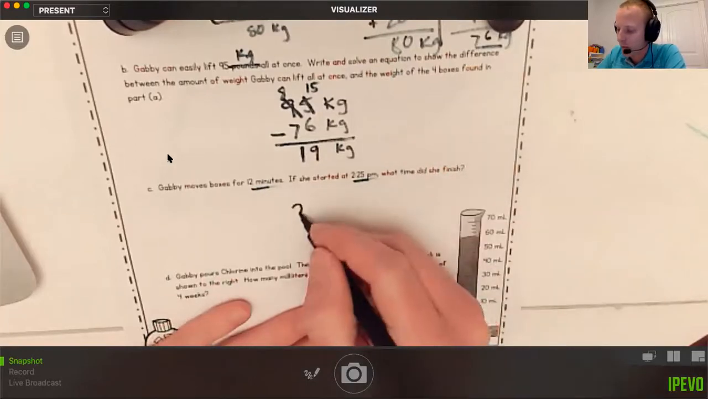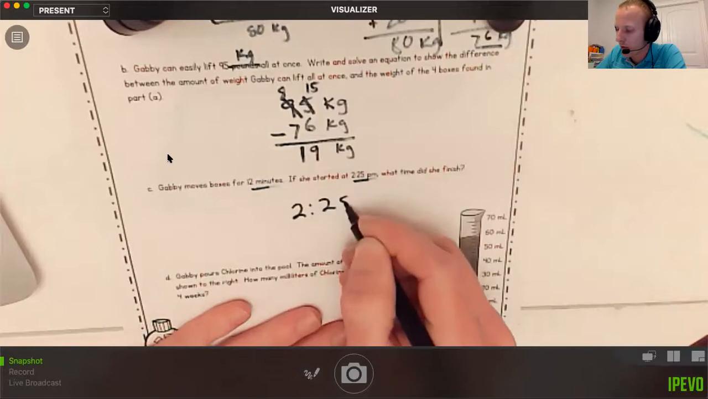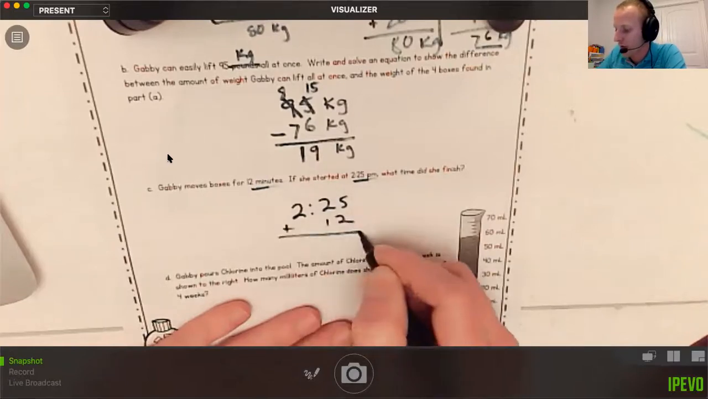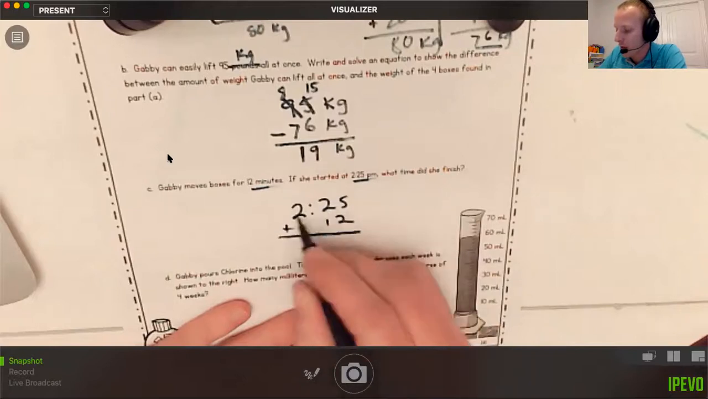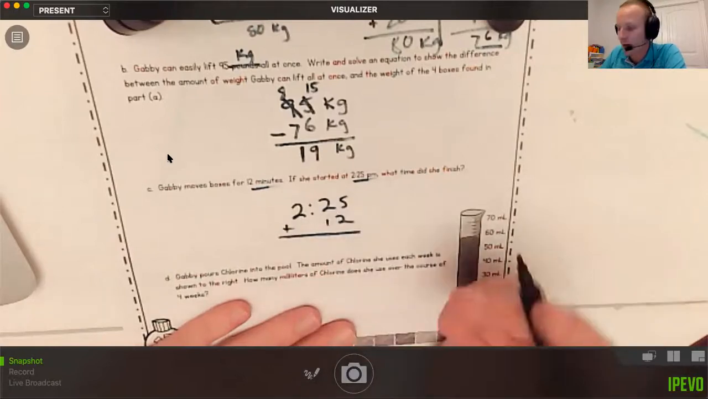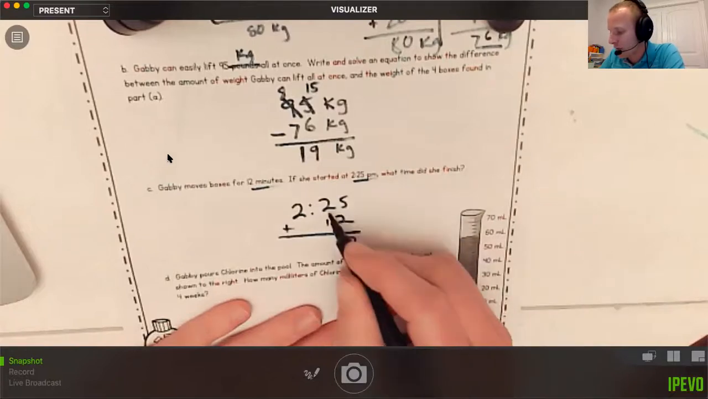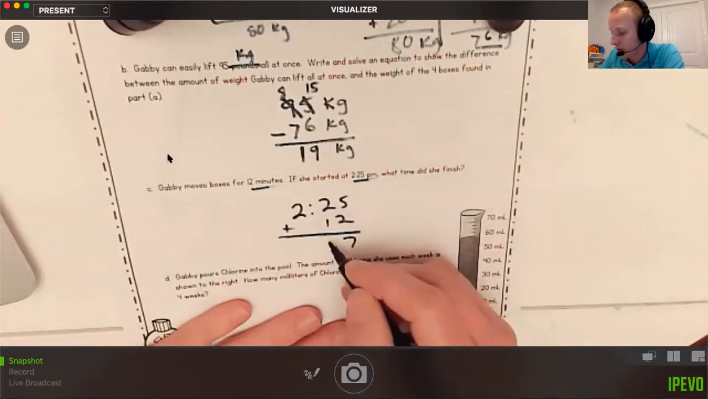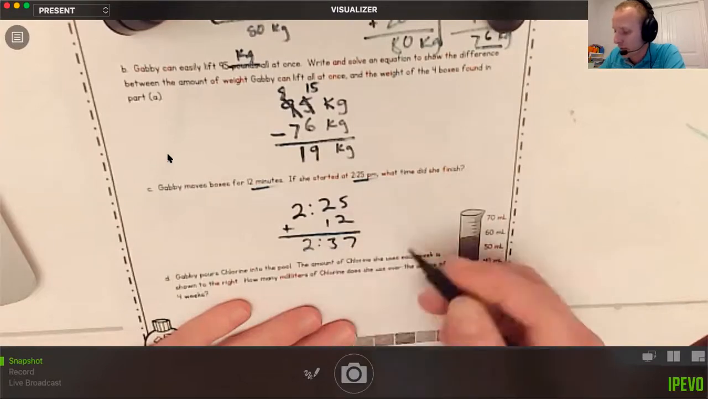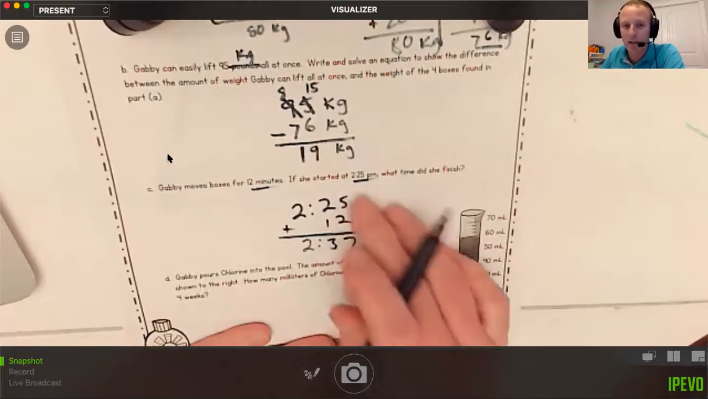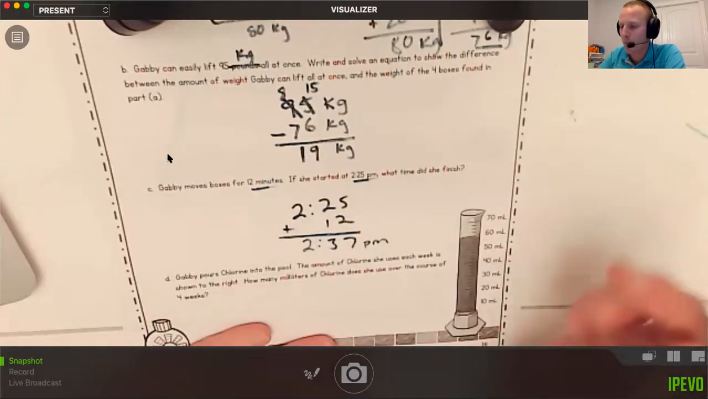So 225 plus 12. Now here it's just important that you line things up. You line the minutes up under the minutes because that's what we're adding. We're adding 12 minutes to 25 minutes here. So 5 plus 2 is 7. 2 plus 1, or 20 plus 10, is 30. And it's still in the 2 o'clock hour. So she's done at 2:37 p.m. Again, I would expect you to write a sentence on that as well.